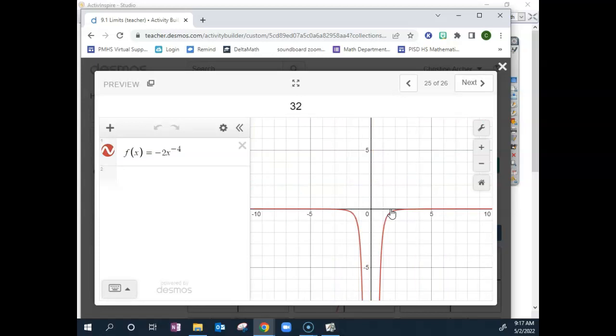All right, here's the next one. I want to know the limit at 0. So it's a vertical asymptote, but are these going the same way? They are. So what's my limit? Negative infinity. And the same thing here. I want to know the limit at 0. And they're both going up, so this one would be infinity.